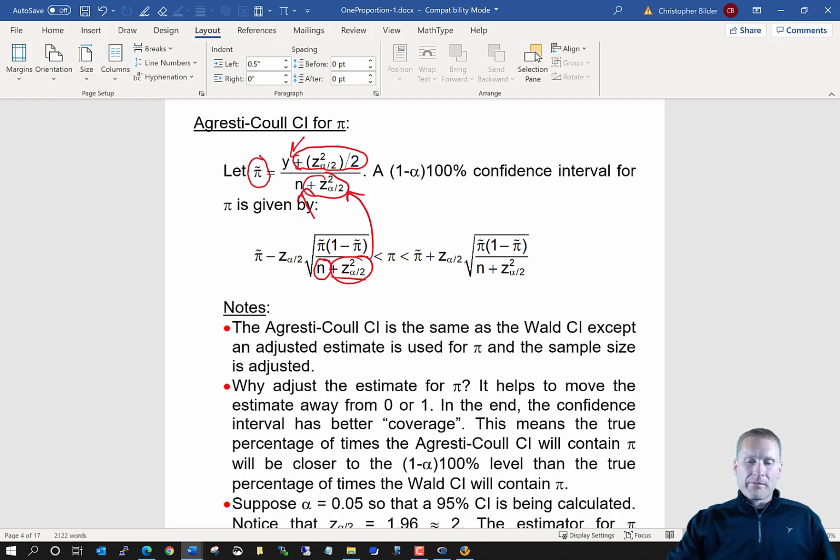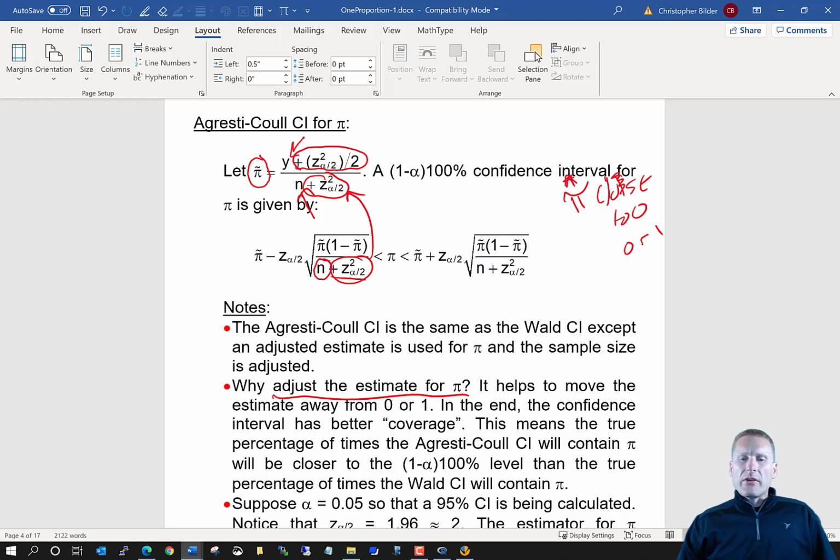Okay, so why do we adjust the estimate for pi? Here's an intuitive reason. Where this Wald interval has problems is when pi is close to 0 or 1. I guess we can word it this way: when pi hat is close to 0 or 1, the Wald interval has problems.